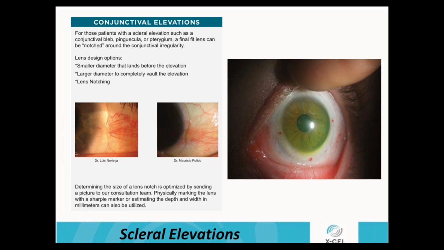We see some obstructions, pingueculae, pterygiums. It's good to know what options you have with your design. So with our design, you have options in any design to make a lens smaller. If you wanted to fit inside that obstruction, you could simply go to a smaller diameter and fit inside of it instead of laying on that obstruction.